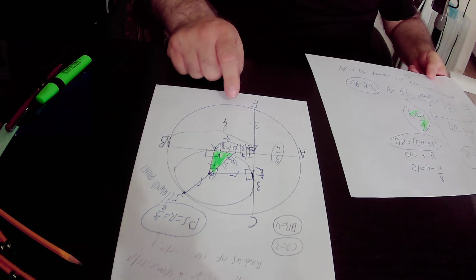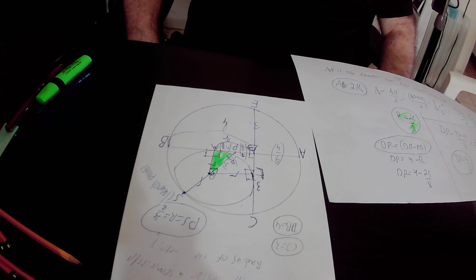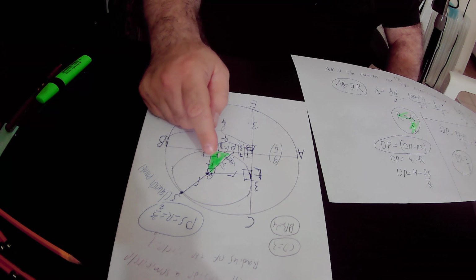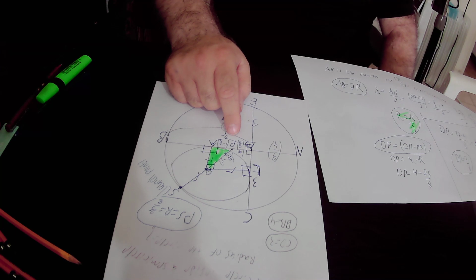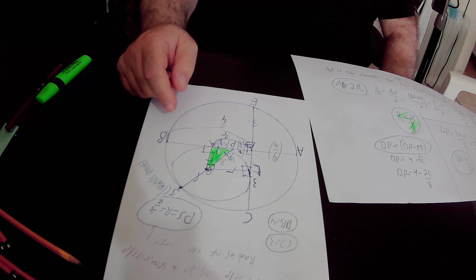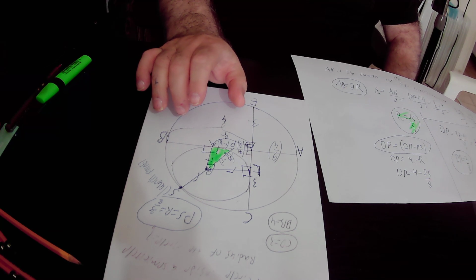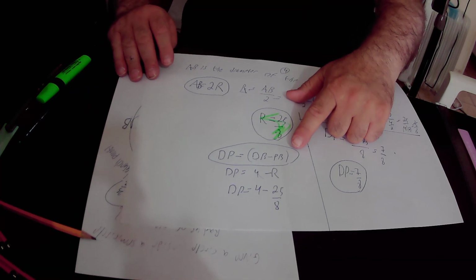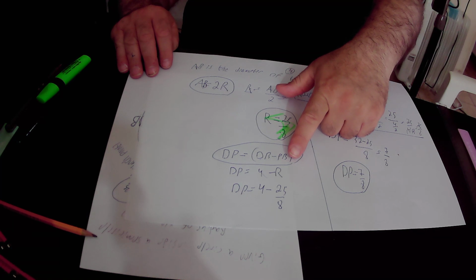PB, what is PB? First of all, we defined point P as the center of the big circle and point Q as the center of the small circle. So P is the center of the big circle, and B is a point on the big circle itself, and this is exactly the definition of a radius. That is to say, PB equals capital R, the radius of the big circle. DB equals 4, so in conclusion DP equals 4 minus capital R.